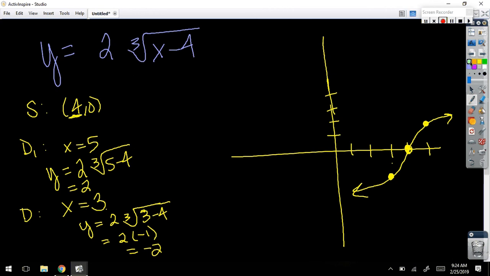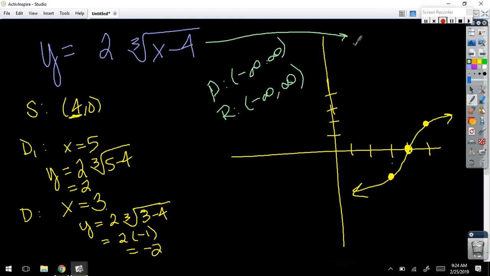And domain and range are easy peasy for this one, yes? Because they are not restricted. If it had an exponent instead of a root, what would that exponent be? 1/3. I could write this as 2 times x minus 4 to the 1/3, and that is exactly the same thing. Okay, don't let that throw you.